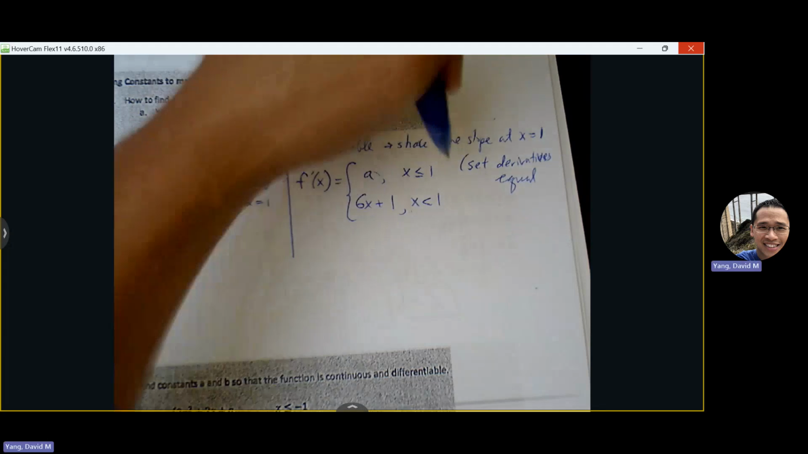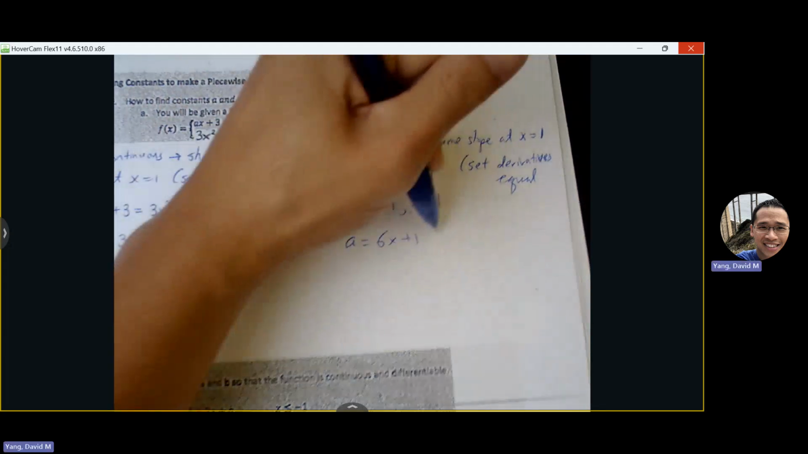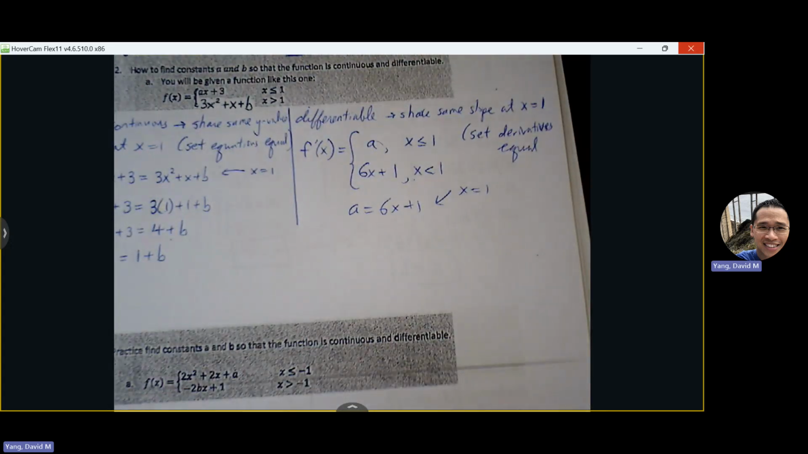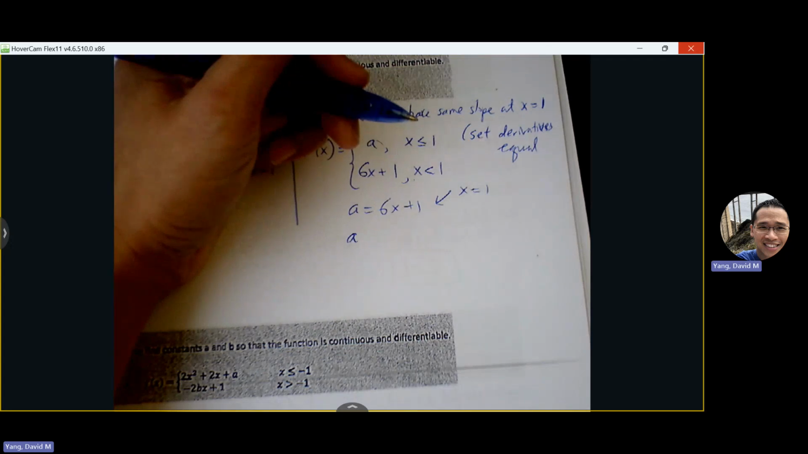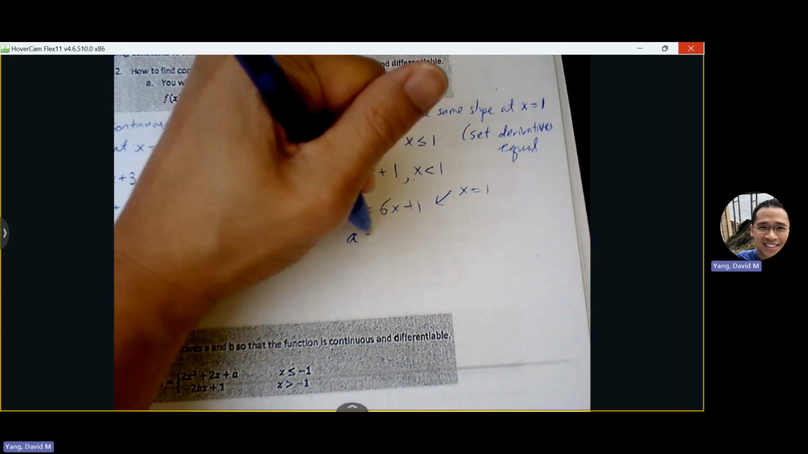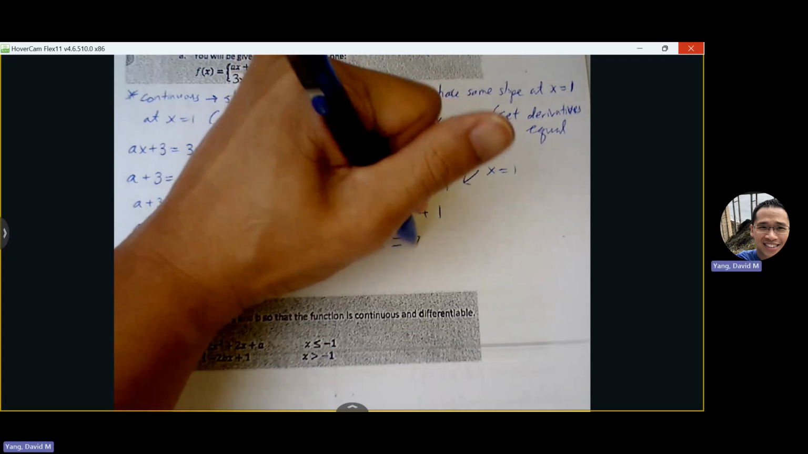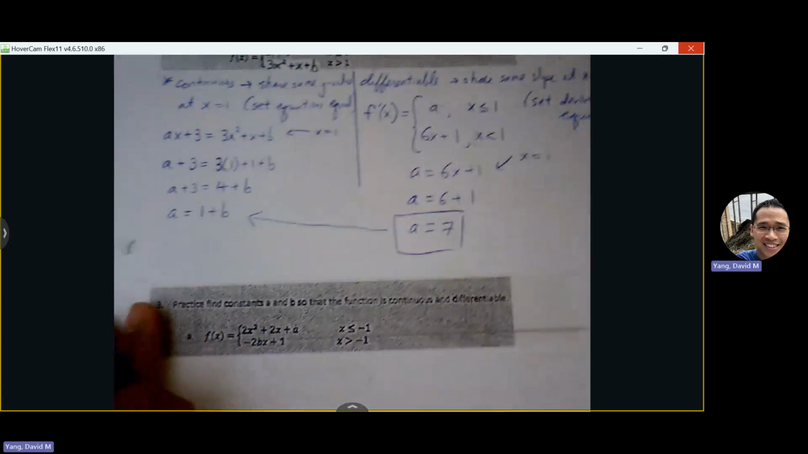So a is equal to 6x plus 1, and I'm going to replace x with 1, because we want them to share the same slope at x equals 1. Now this one is nice. We can just go ahead and solve for a, right? A equals what? 7. And then if I have a equals 7, I can turn around and figure out my other unknown constant.